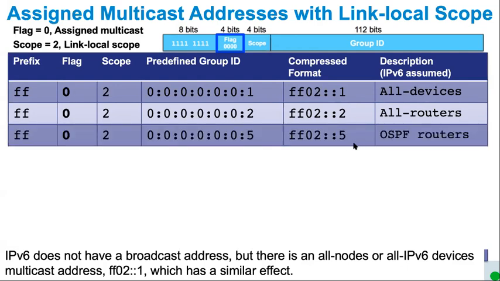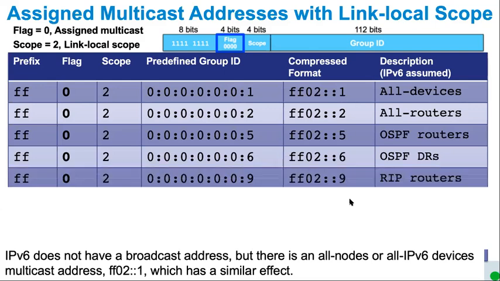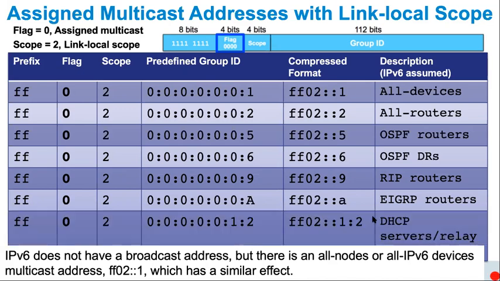Here's FF02::5. This is for all OSPFv3 routers. So this is OSPF routers running the OSPF routing protocol for IPv6. There are some more examples. These are all routing protocols here. EIGRP, it's actually a 10. Well, let me talk about that a little bit here. So these are all multicast with link local scope.